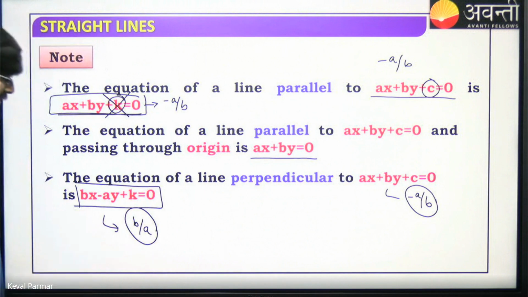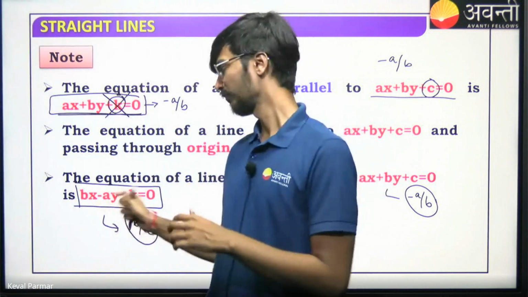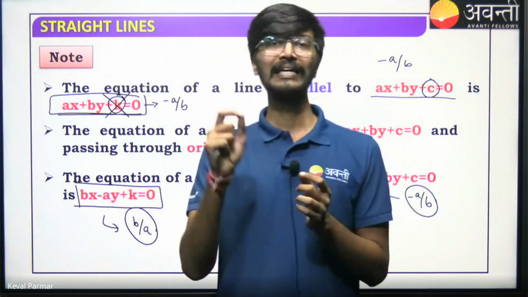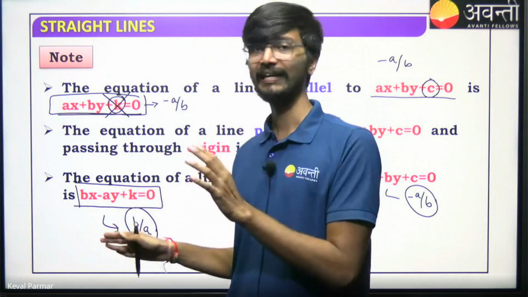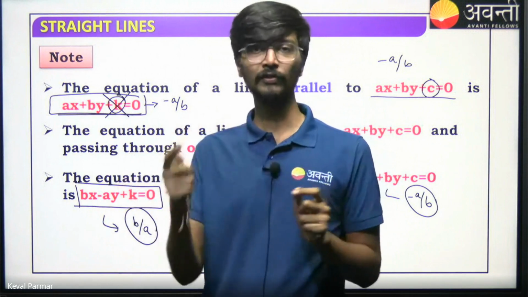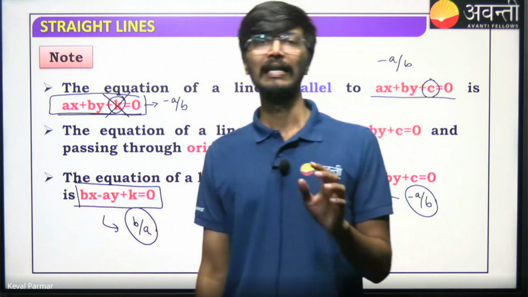Bx minus ay plus k equals to 0. Now the only unknown in this equation to find is the unknown k. So if I got to find k, there will be something mentioned in the question so that I'll get k. If I got the k, that means I got the equation of line. I hope it is clear.